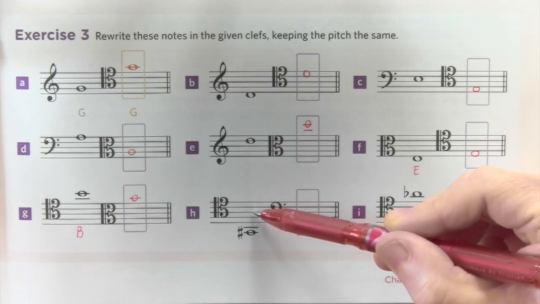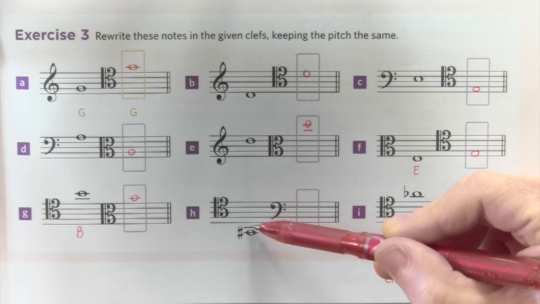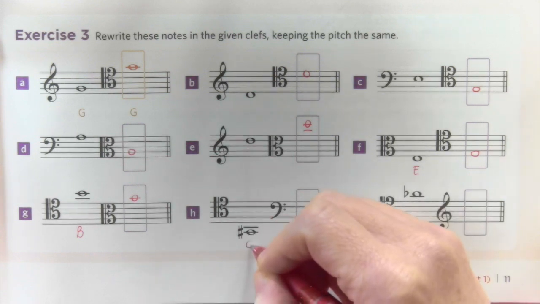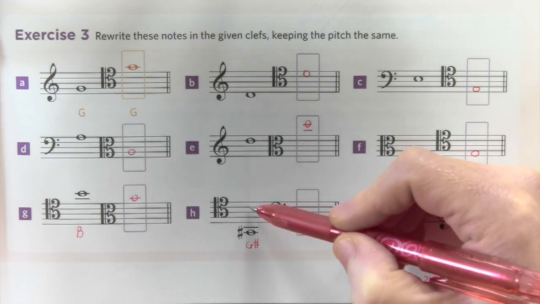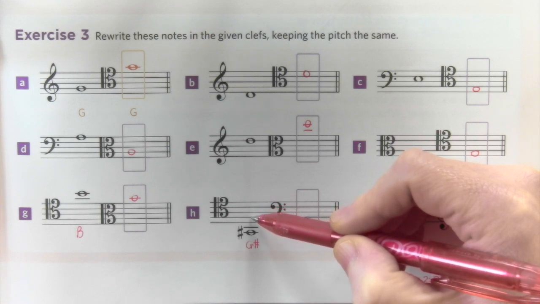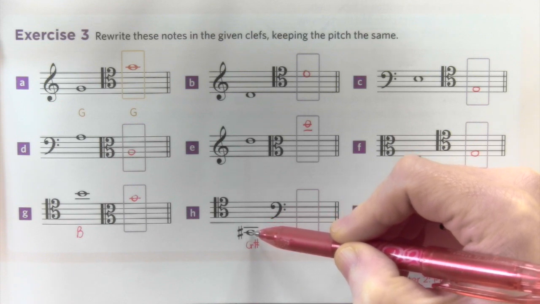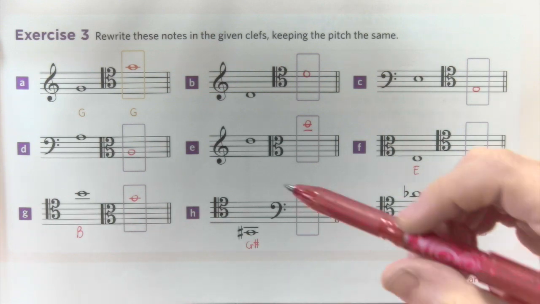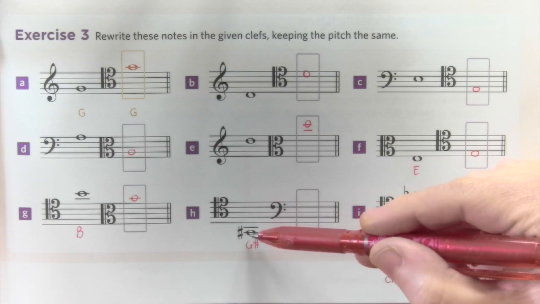Do, Si, La, Sol, Fa, Mi, Re, Do, Si, La, Sol. This is G sharp. Okay? Let's count again. Do, Si, La, Sol, Fa, Mi, Re, Do, Si, La, Sol. G sharp. Now it's very much below the middle C.